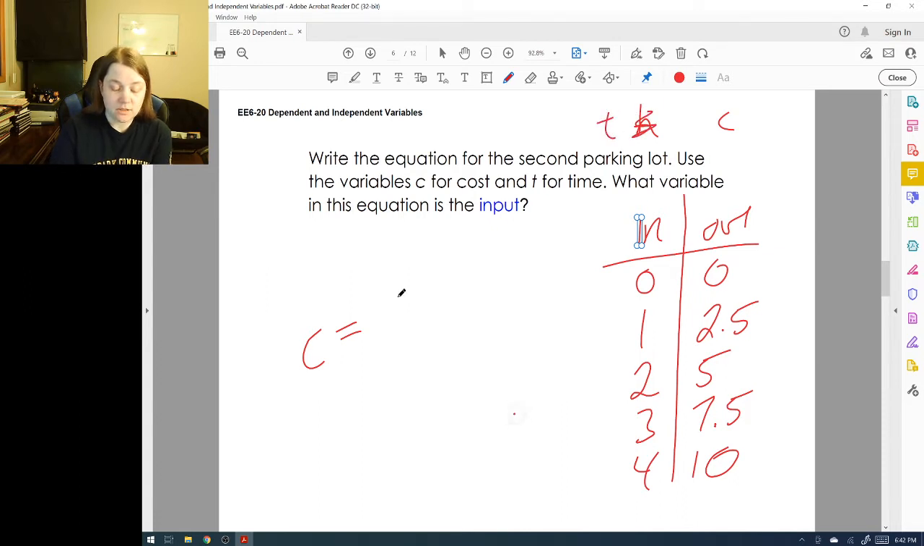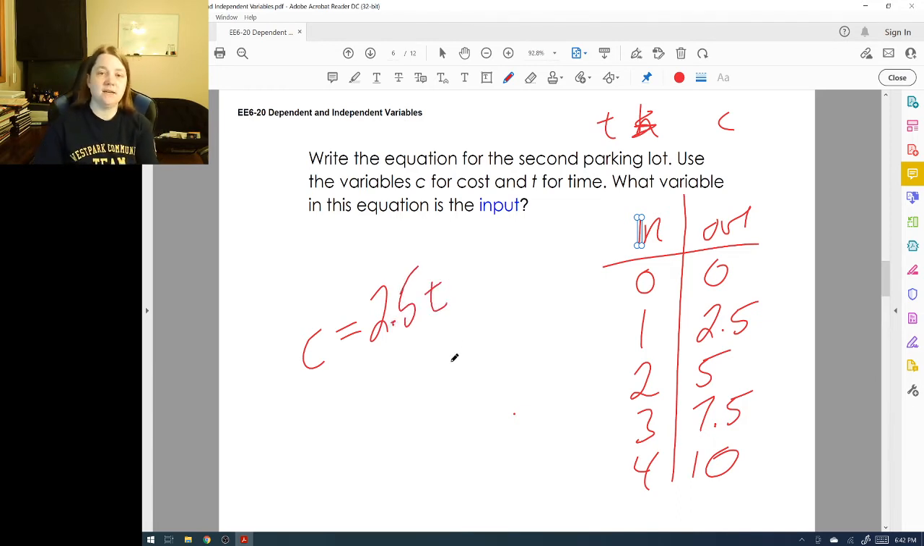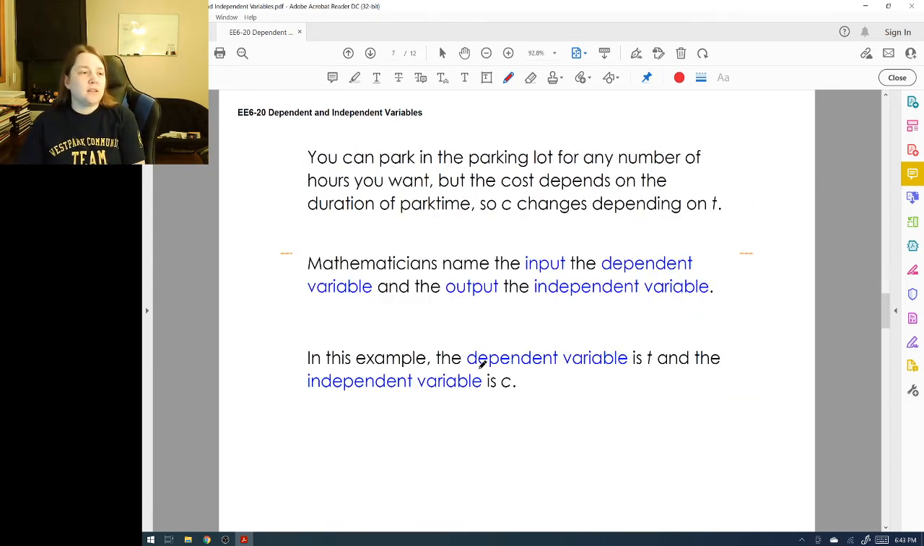So we see that the cost is going to equal $2.50, or 2.5 times T, times the amount of time that you're in there. You can park in the lot for any number of hours you want, but the cost depends on the duration of the park time. So C changes depending on T. Mathematicians name the input the independent variable and the output the dependent variable. In this example, the independent variable is T and the dependent variable is C.